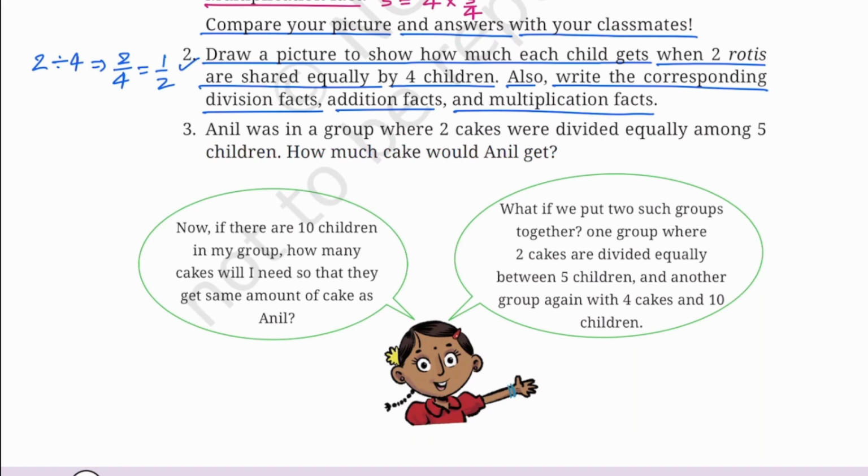Similarly, addition fact, 2 has to be split in 4 parts. So, 4 times 1/2. Adding them will give you 2. Multiplication fact, 4 times 1/2.